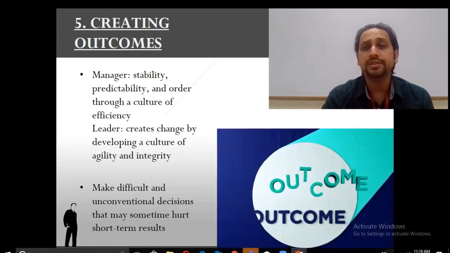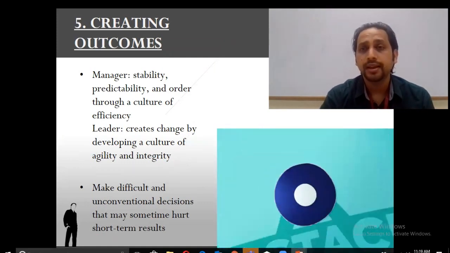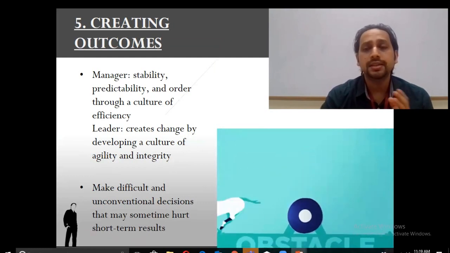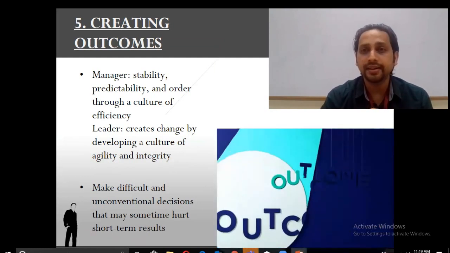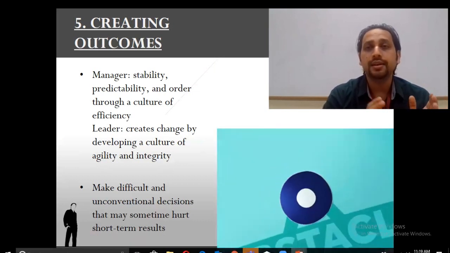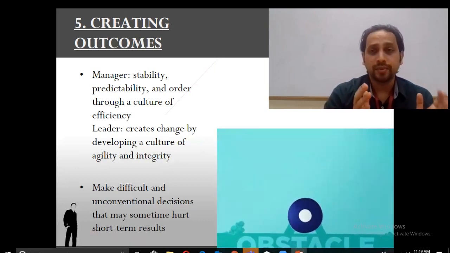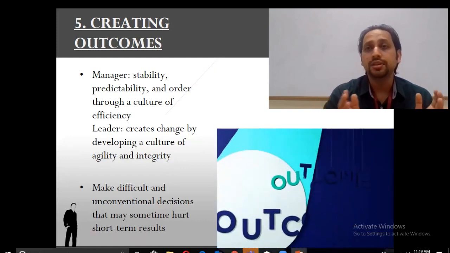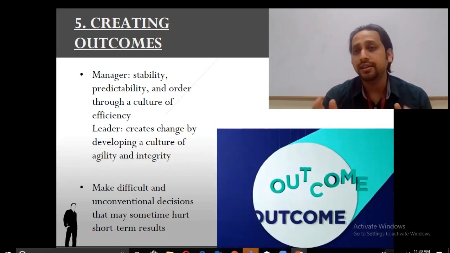So these were the key differences between management and leadership. As I said earlier, managers and leaders are not inherently different types of people. These are different roles that an individual has to play in an organization to achieve efficiency and effectiveness.